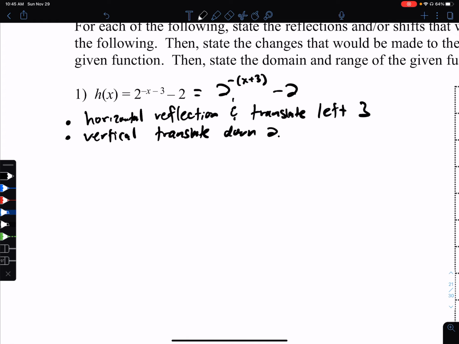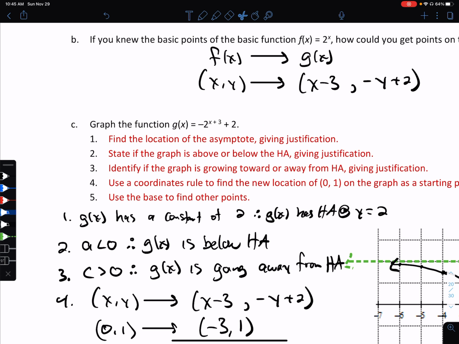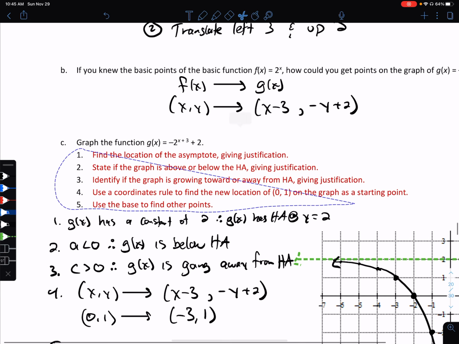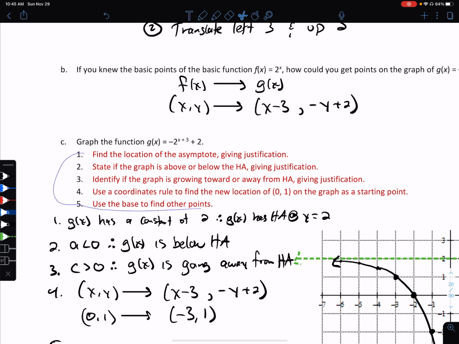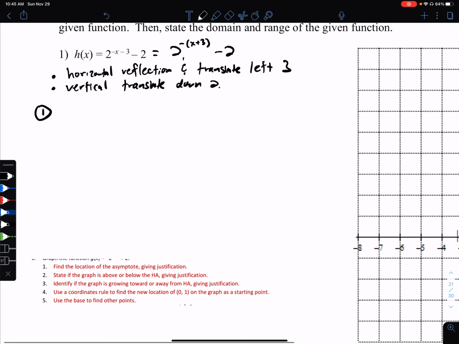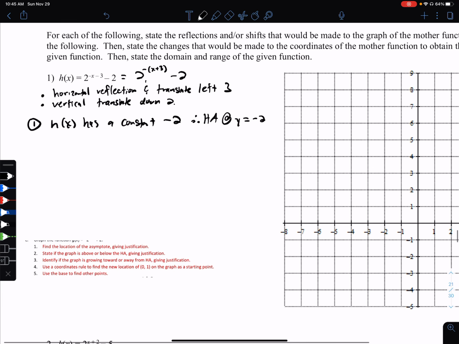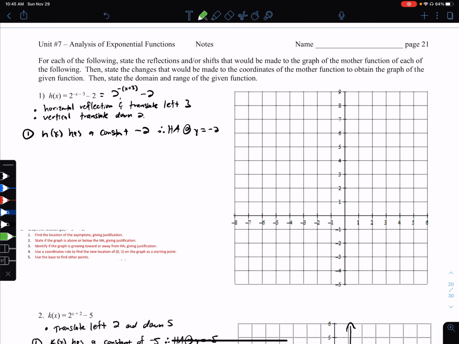And then if we just follow the steps that we had on the front, find the location of the asymptote, giving justification. So h has a constant of -2. Therefore, there's going to be a horizontal asymptote at y equals -2. Let's graph that little fella.